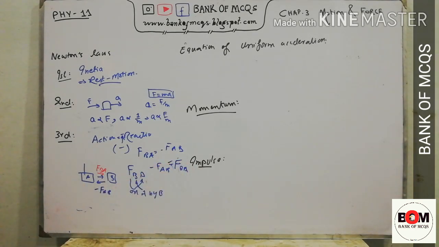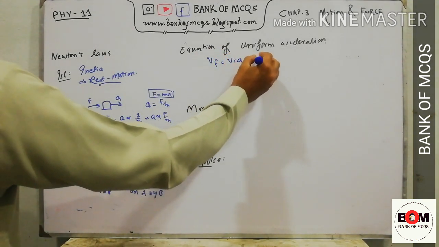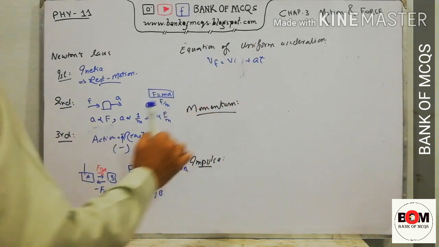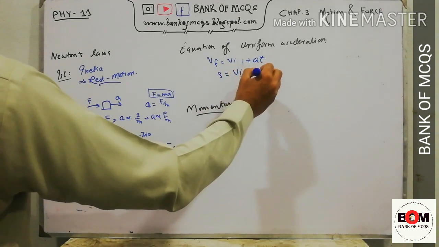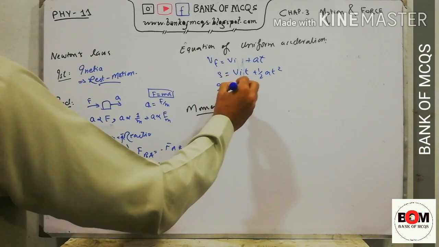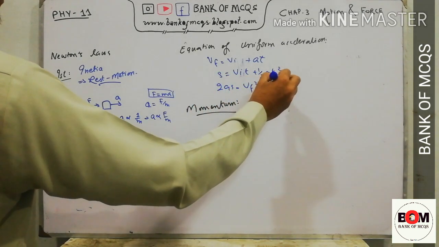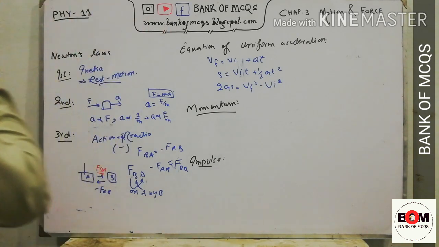The next is equations of linear uniform motion. There are three basic equations. The first is VF is equal to VI plus AT. The second is S is equal to VI T plus half AT square. And the third one is 2AS is equal to VF square minus VI square. These three are used very much, and how to solve problems depends on how much you have used these equations in the past.